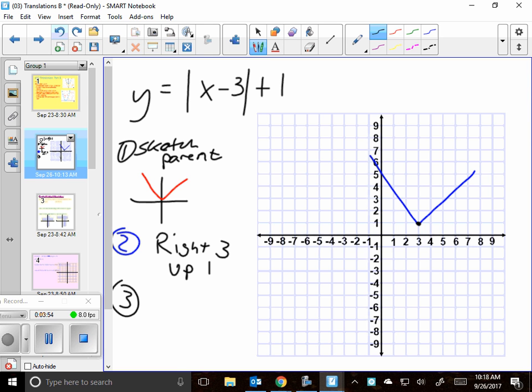Question number 3 could be, tell me 5 distinct points that are on this graph.